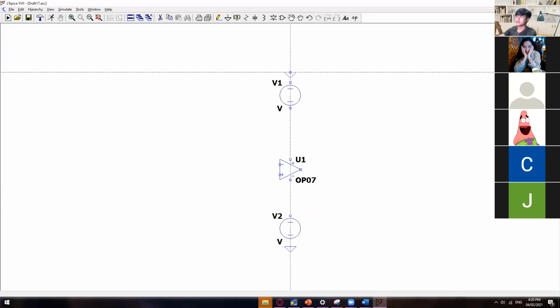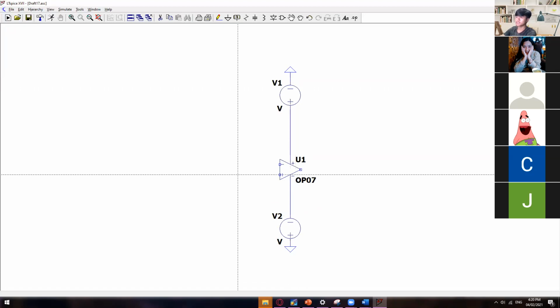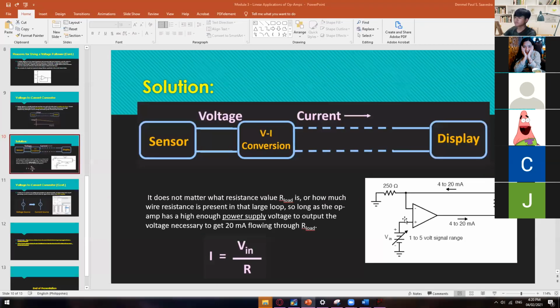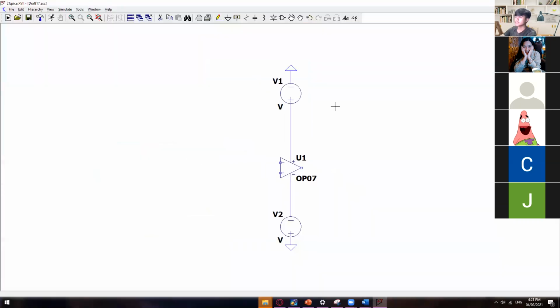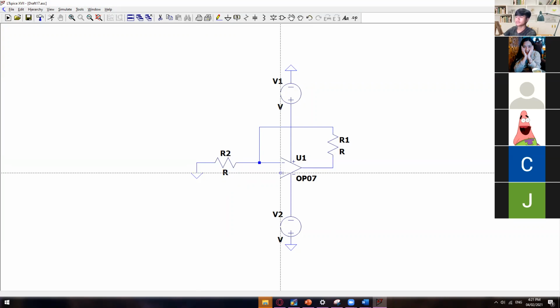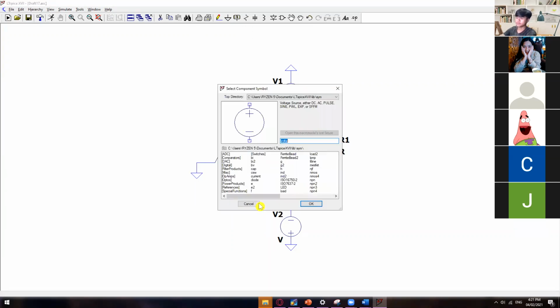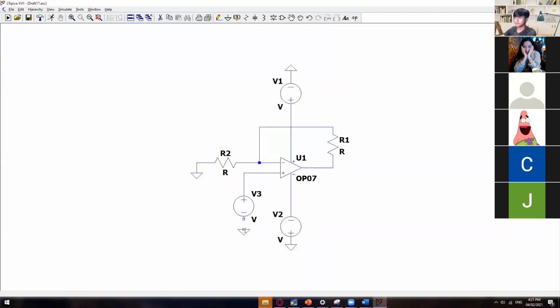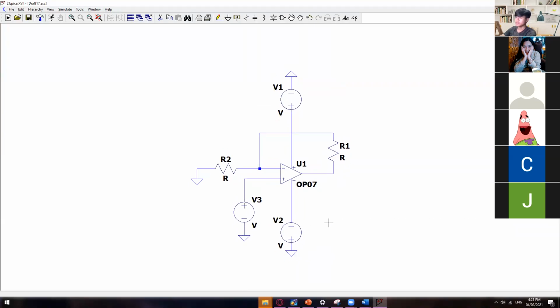Then of course, it must be grounded side by side. Just connect this to the rail voltages. Then we have here a feedback resistance, or in voltage to current conversion, this one now is R load. And then we have here the R1, which is also grounded, of course. And then we have here the voltage input, which is also grounded. All right, so we're now done.